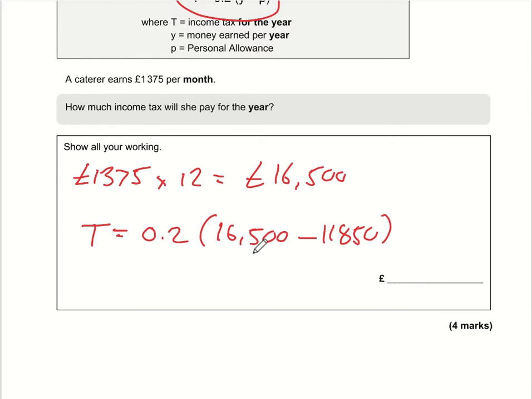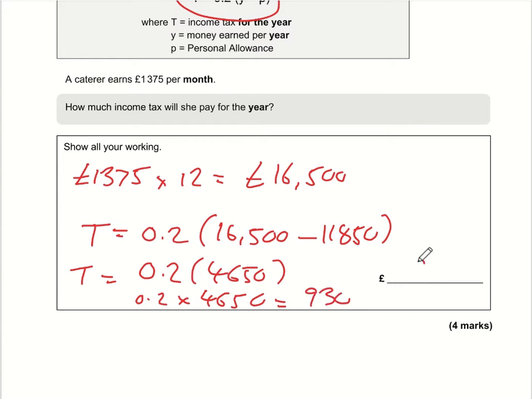So using BIDMAS, we're going to do the brackets first. So the income tax is 0.2, and in brackets that comes to 4,650. And if you don't understand what this means, that just means 0.2 multiplied by 4,650, which is £930.